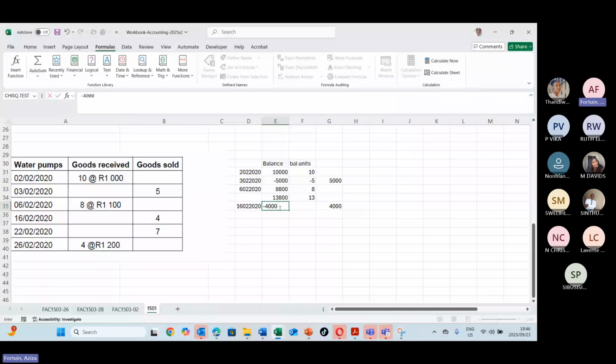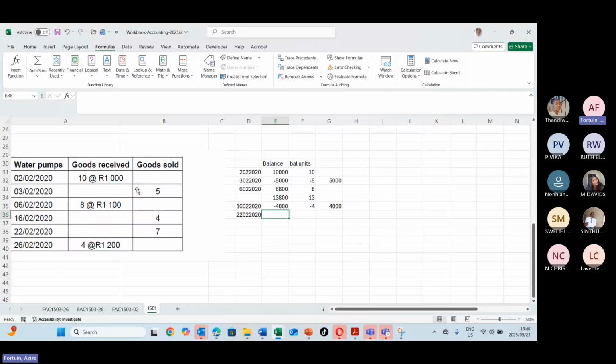Right. So what did we sell? Minus 4. Okay. And then on the 22nd of the 2nd, 2020, we sold 7. Now we still got 1 left of the 1,000 Rand. Let's say here equals 1 times 1,000 Rand. So our 1,000 Rand is up. Our 10 bananas is up.